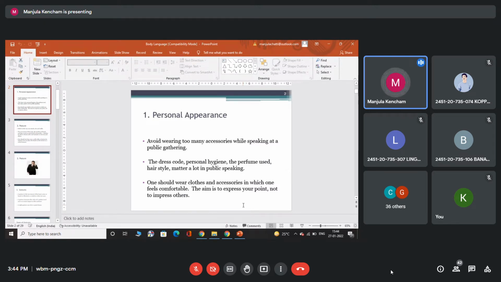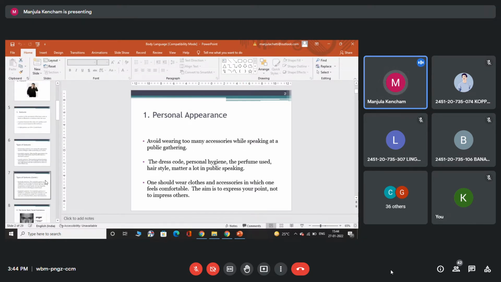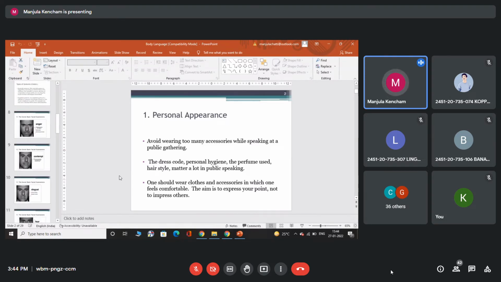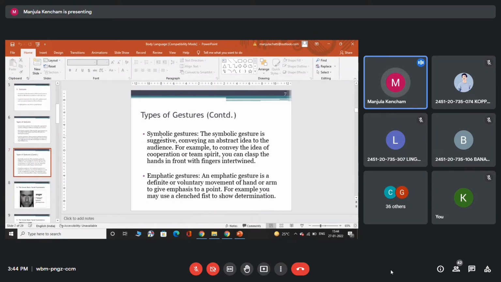So this includes some aspects like body language, that has the categories like personal appearance, gesture, posture, and the types of gestures that can be considered, eye contact, pauses, everything, paralinguistic features.